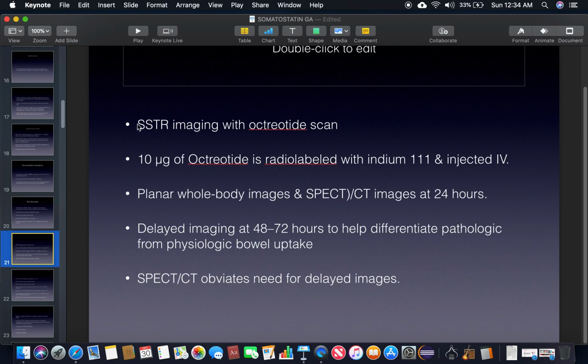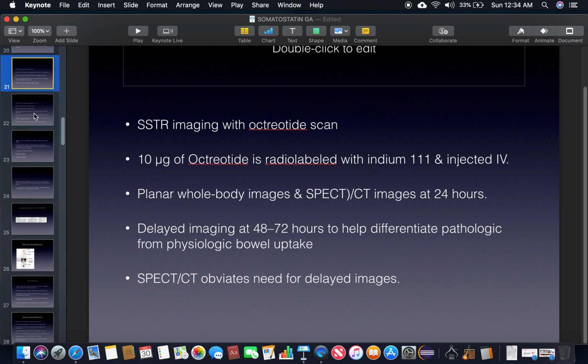So, in case of Octreoscan, 10 micrograms of octreotide is radiolabeled with indium-111 and injected, and then we do planar imaging and SPECT imaging at 24 hours. If needed, do delayed imaging at 48 to 72 hours. And perhaps because of the availability of SPECT CT, need for delayed imaging has been obviated. There's no need to do that now.